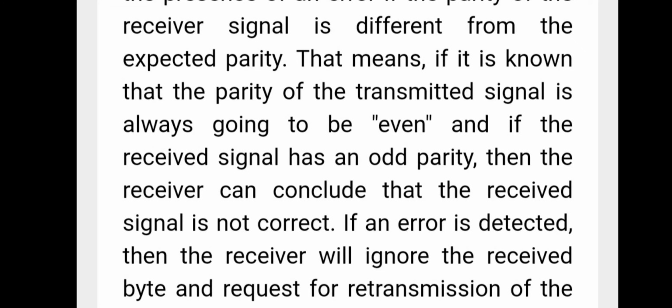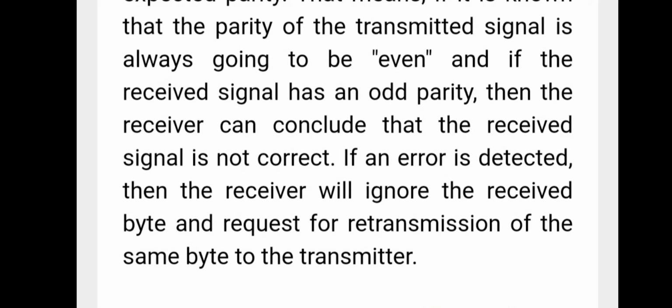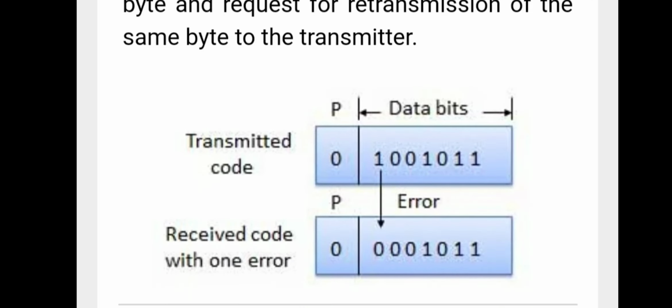If an error is detected, then the receiver will ignore the received byte and request transmission of the same byte from the transmitter. See here, the transmitted code is 0 1 0 0 1 0 1 1. Here the first one is the received code with one error, that is, 1 is converted to 0 while transmitting. See here 1 2 3 4, it is even parity, but the received word contains odd parity.